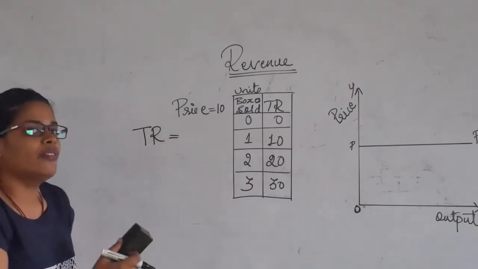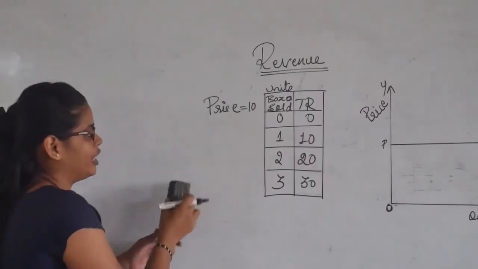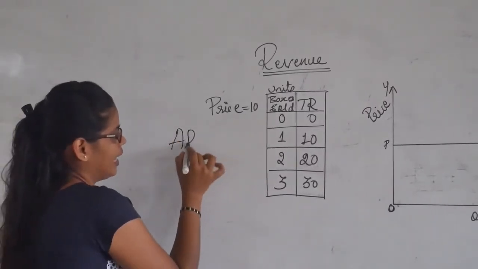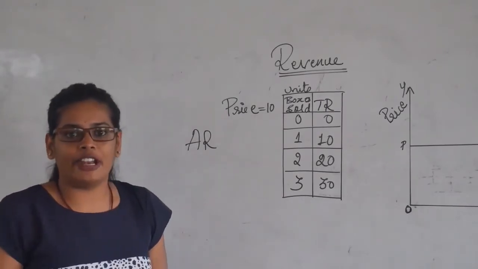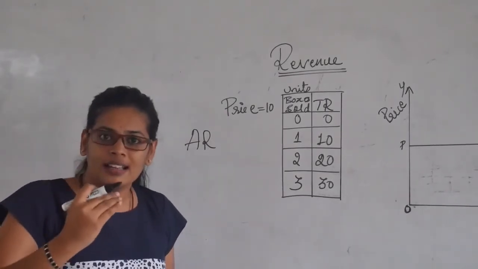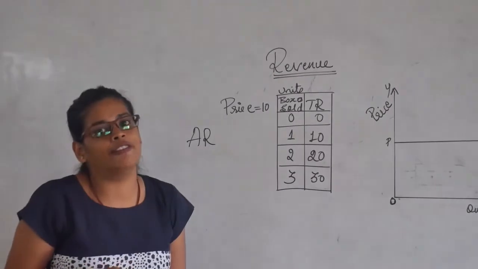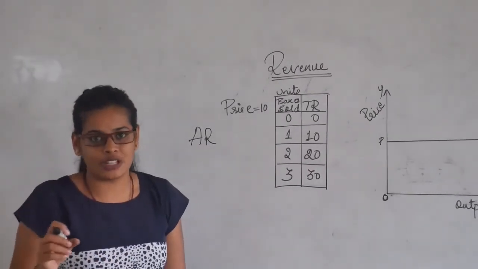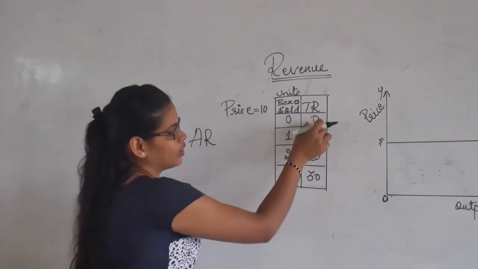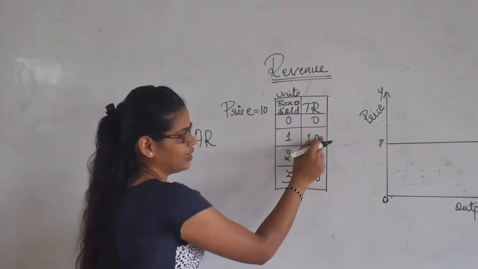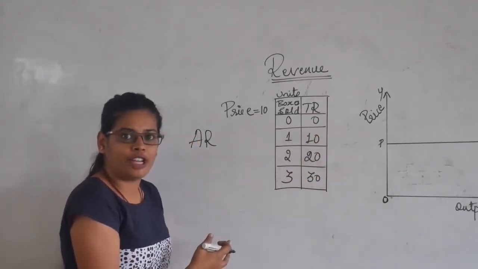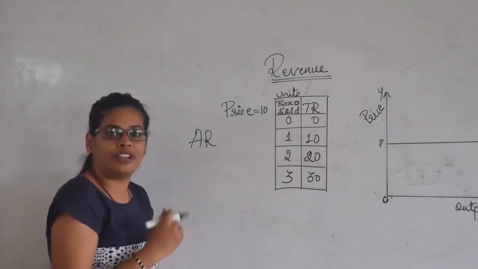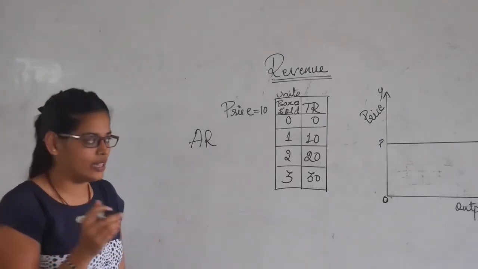right? So how are we going to calculate the average revenue, which is AR? Basically, when we are calculating the average, we sum up all the observations and then we divide it by the number of observations, right? So here the total sum of observations is nothing but 10, 20 and 30. And if we want the average revenue, we divide it by the number of units, right?